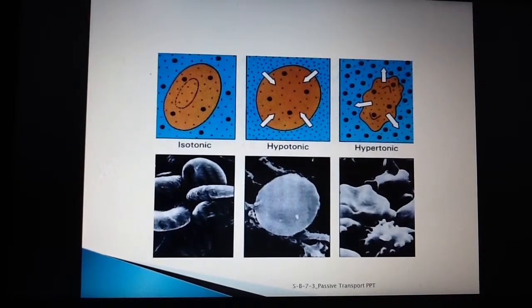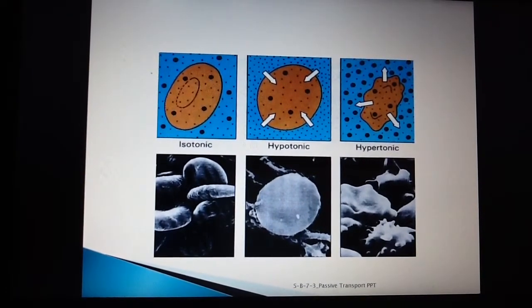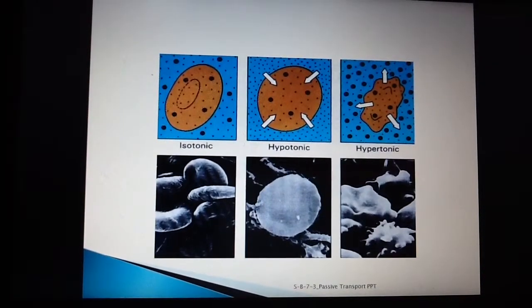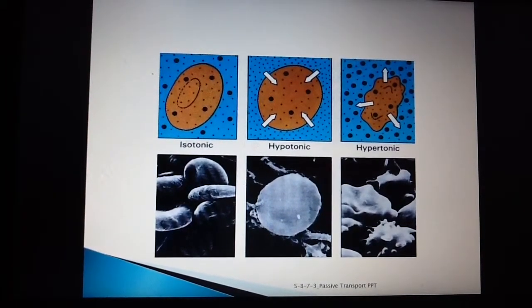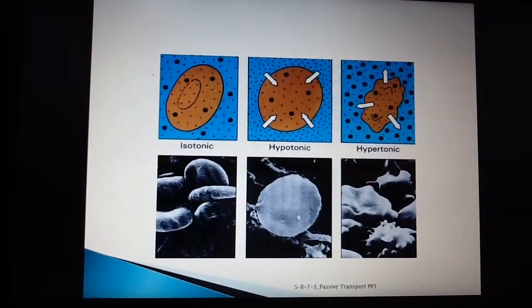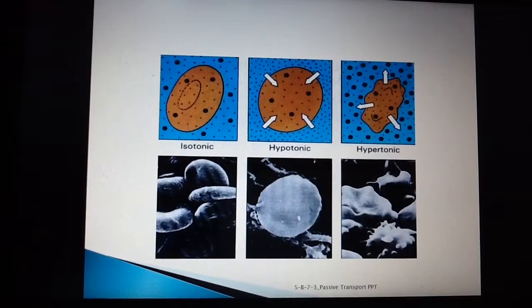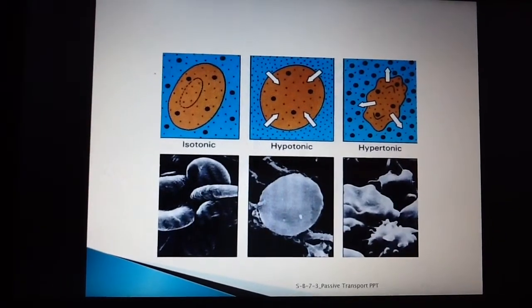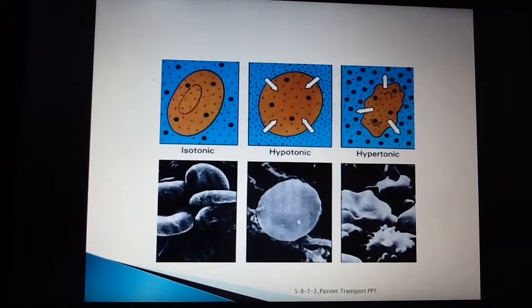Here we have a diagram of isotonic, hypotonic, and hypertonic. Again, isotonic is what we're used to seeing when we think of a cell. It looks like a donut, nothing special, just a typical cell. The top is a drawing, and the bottom is a magnified example of what an isotonic solution would do to a cell. Next we're moving on to hypotonic.